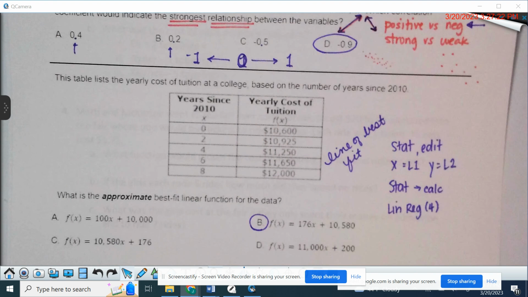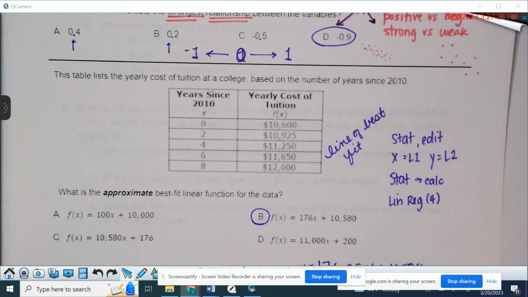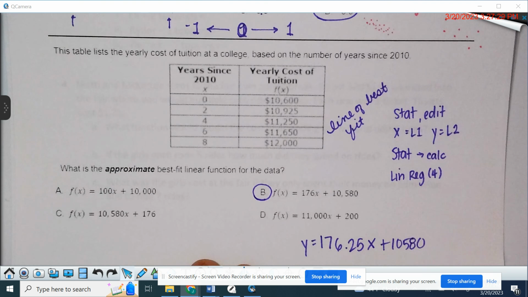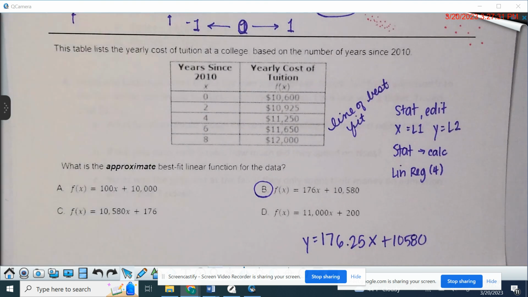If you have your calculator buttons memorized, that is all you have to do for this question. There is no magic in this question. No real interpretation in this question. This is an EOC style release question. This should be in the bag if you remember how to use your calculator. So stat edit, enter your data into your L1, L2, stat calc, linear regression.